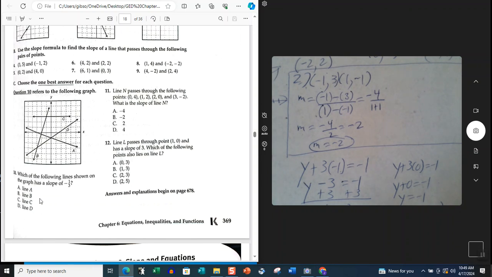Now we look at line A. Now with line A, going from left to right, we know that this line is going downward. So we know that that's going to have a negative slope.